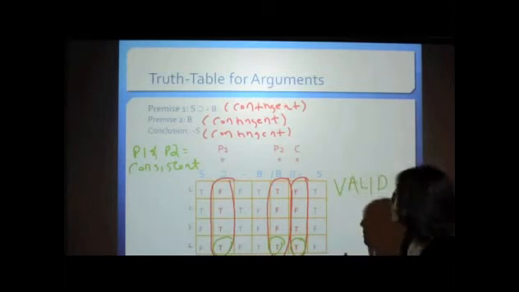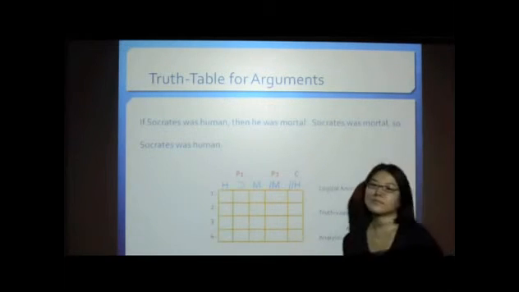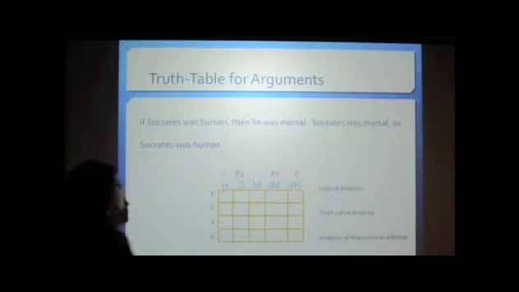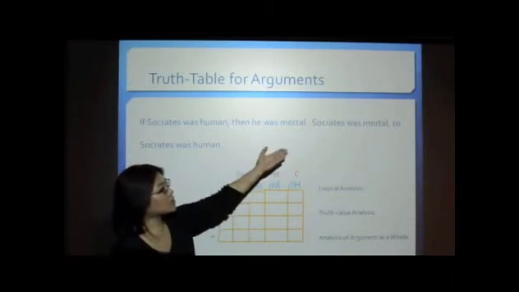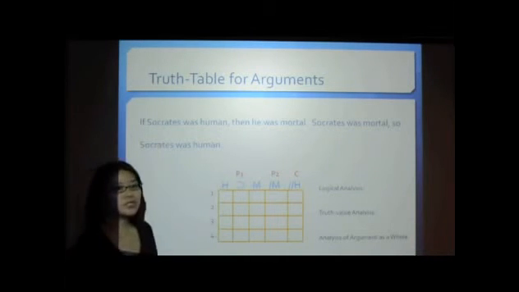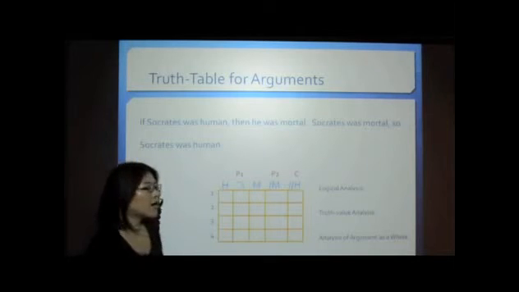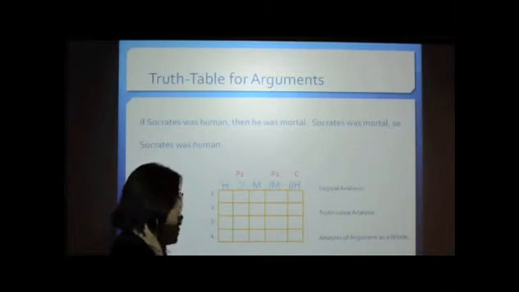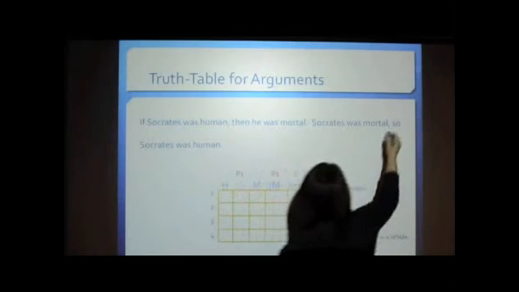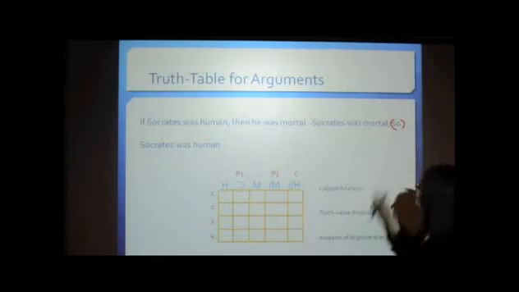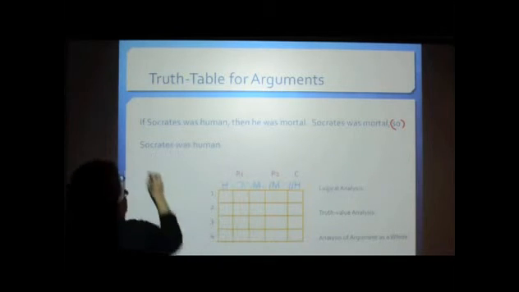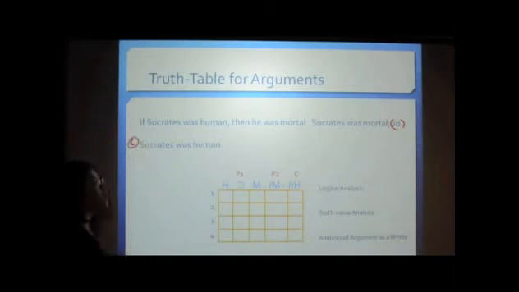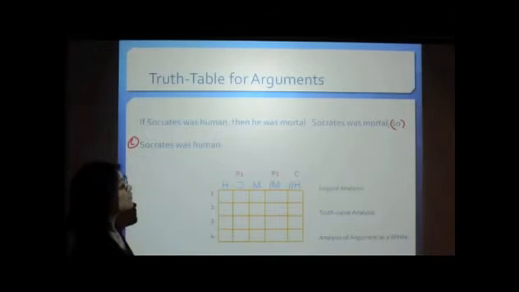Let's look at another example. So here we have the example: if Socrates was human, then he was mortal. Socrates was mortal, so Socrates was human, okay? Now again, we want to ask, what are the premises and what is the conclusion? Notice here we have the conclusion indicator "so", and there's no comma or anything, so that tells us that this statement here, Socrates was human, is the conclusion. So I'm going to go ahead and mark that as the conclusion here, okay?